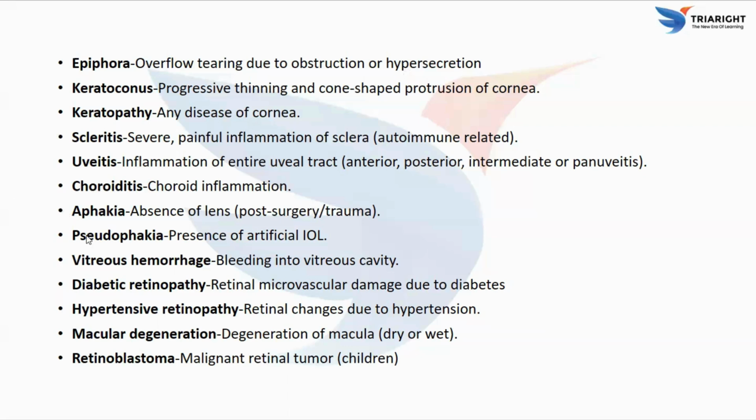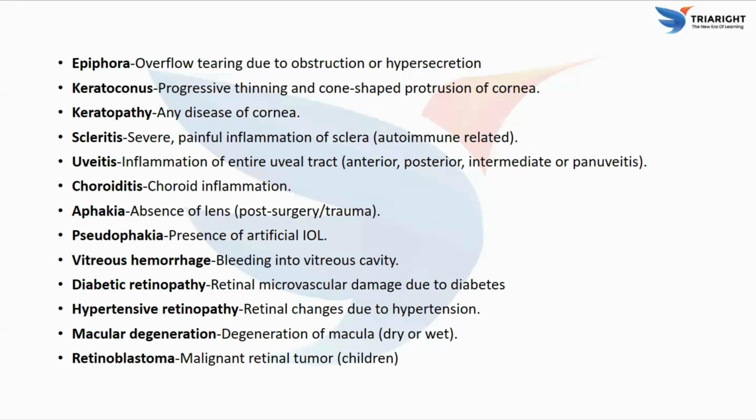So aphakia, A means absence. So absence of the natural lens. So what are the causes of aphakia? Cataract surgery where the lens is removed, trauma, and also congenital, which is a rare condition. So what is the effect of the aphakia? It's a severe refractive error. It results in the need for special correction.